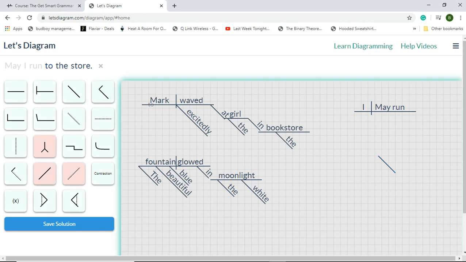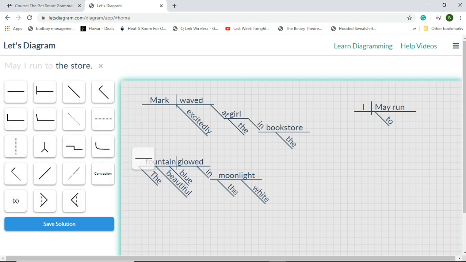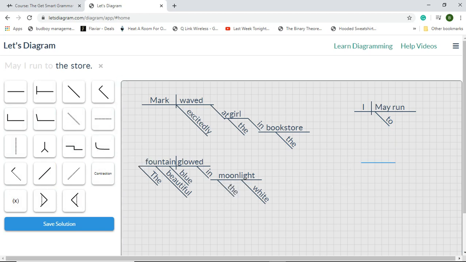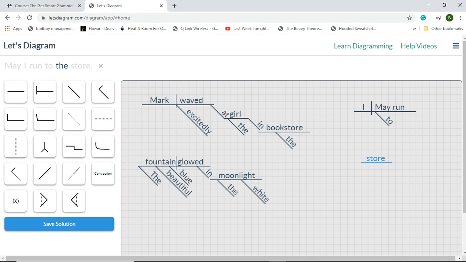To is the preposition. I put it under the verb because it's working as an adverb. The is an adjective, and store is the object of the prepositional phrase. So store is the object of the prepositional phrase, which is a noun job. And modifying store is the. Which store? The store.